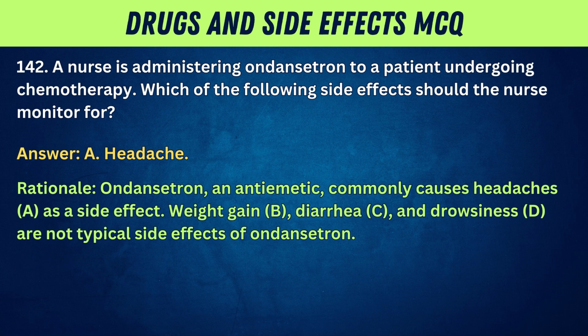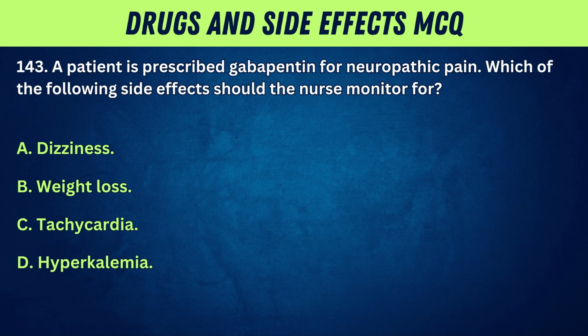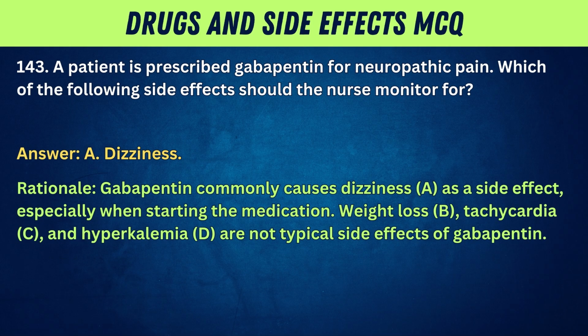Answer: A. Headache. Rationale: ondansetron, an antiemetic, commonly causes headaches, A, as a side effect. Weight gain, B. Diarrhea, C. And drowsiness, D. Are not typical side effects of ondansetron. 143. A patient is prescribed gabapentin for neuropathic pain. Which of the following side effects should the nurse monitor for? A. Dizziness. B. Weight loss. C. Tachycardia. D. Hyperkalemia.